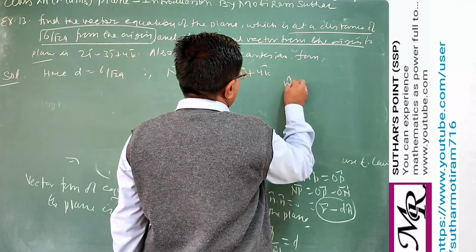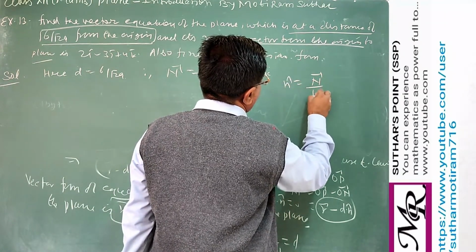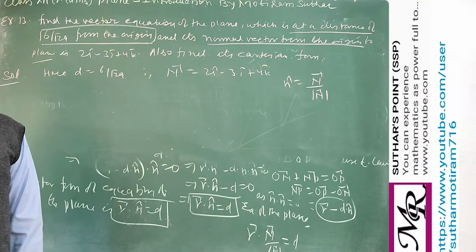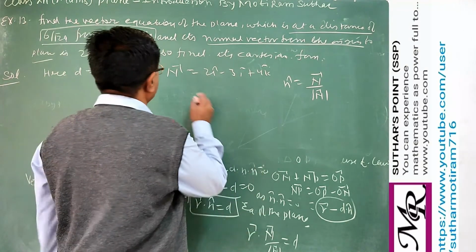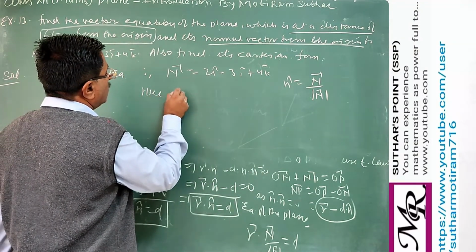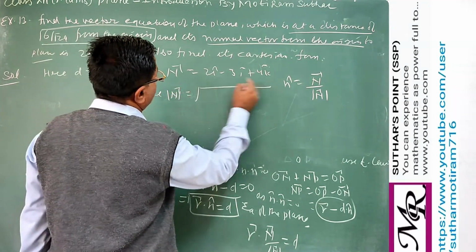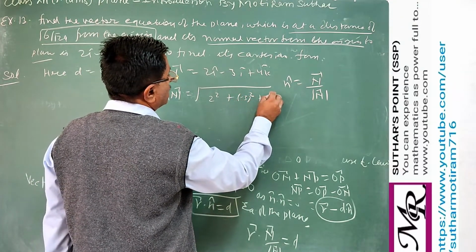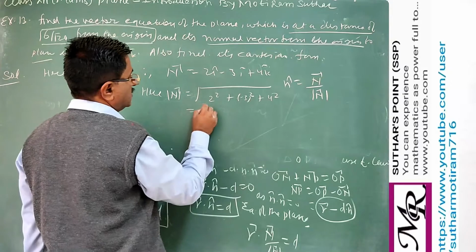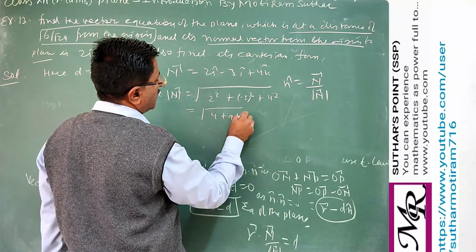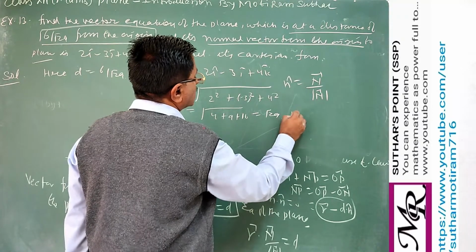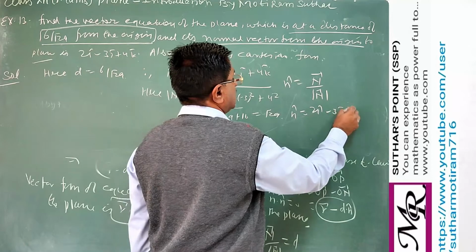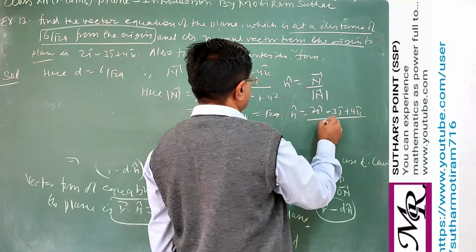So what is the unit normal vector? The normal vector divided by its magnitude. Correct? So find the magnitude of the given vector. Here the modulus of the n vector is the root of the i coefficient squared, the j coefficient squared and the k coefficient squared. So this is 4 plus 9 plus 16, that is root 29. So what is n cap? The n vector 2i minus 3j plus 4k divided by its modulus.